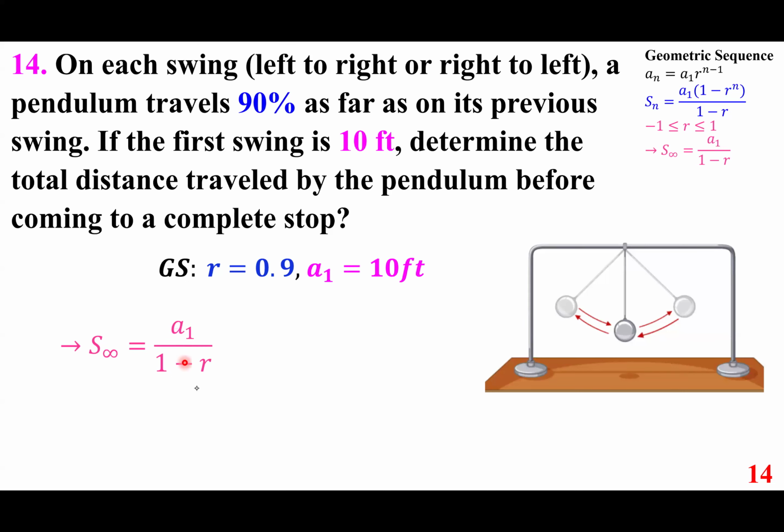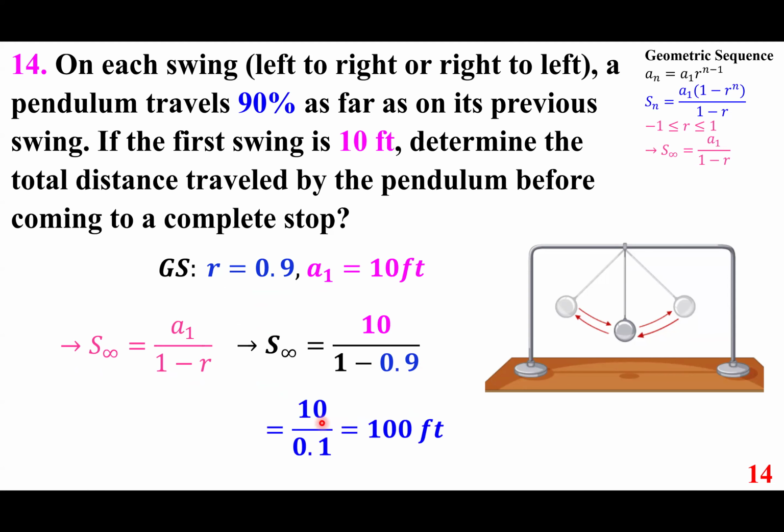Replace the A1 with 10 and R with 0.9. Obviously, 1 minus 0.9 is 0.1, and 10 divided by 0.1 is 100, and the units in feet, which means it takes about 100 feet for it to stop. It's fascinating.